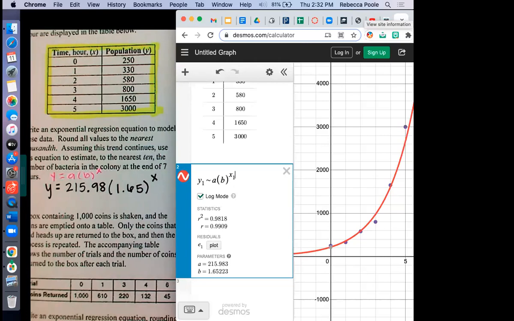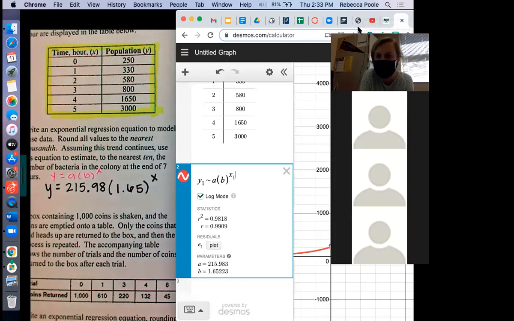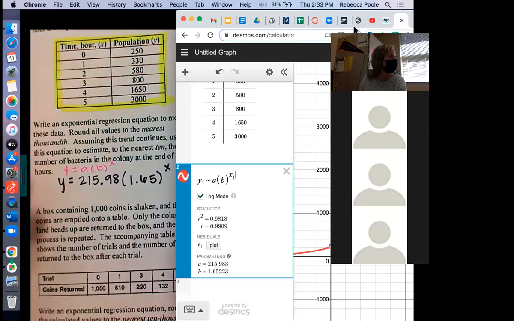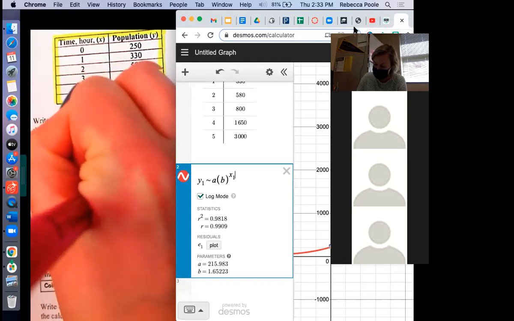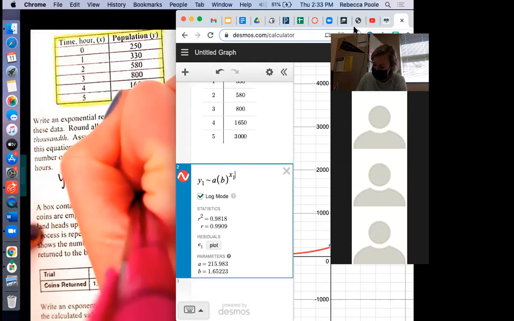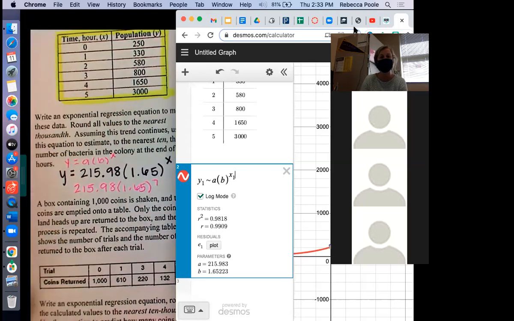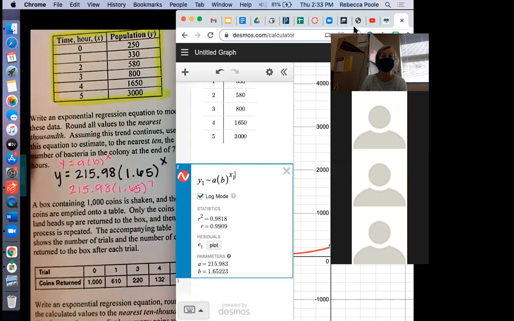7 hours. Who thinks they could tell me one way we could do this problem? Very good. Were y'all able to hear her at home? Probably not. So she said the first way you could do it is the way we've been doing it. You can type into Desmos 215.98 times 1.65 raised to the 7. That's the first way you can do it.